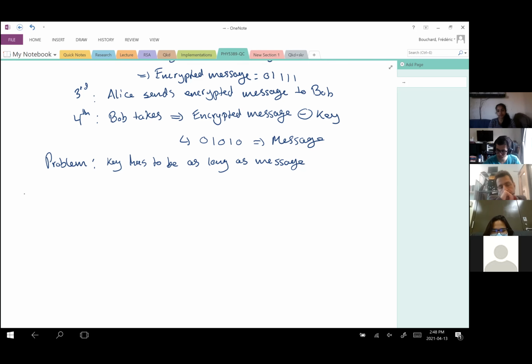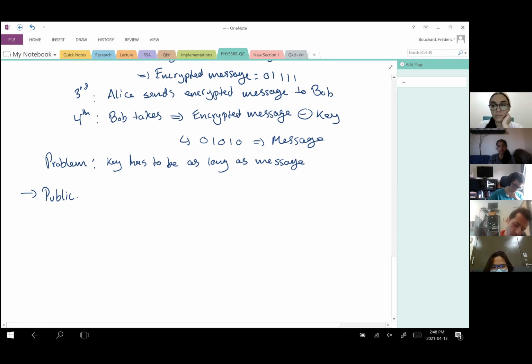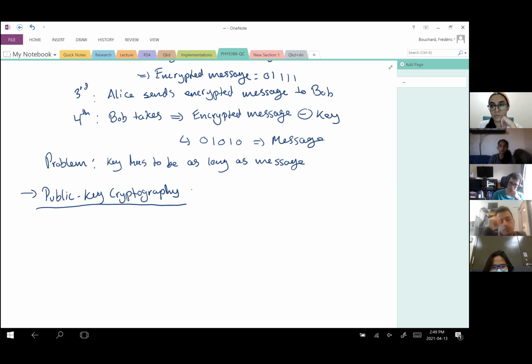So there's something called public key cryptography. The goal of public key cryptography is to generate a secret key between Alice and Bob that Eve doesn't have access to. The most well-known example is called RSA, and RSA stands for the three people who came up with this protocol. I'm just going to write their names.